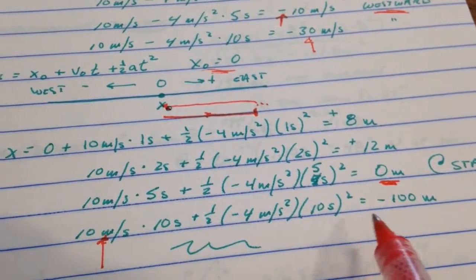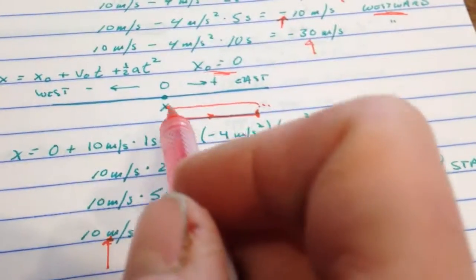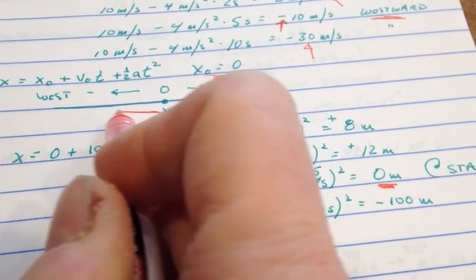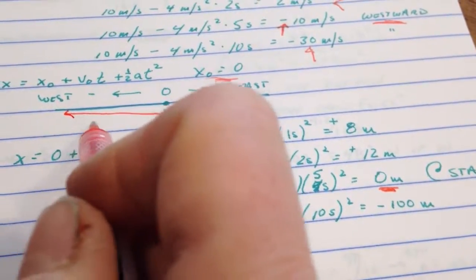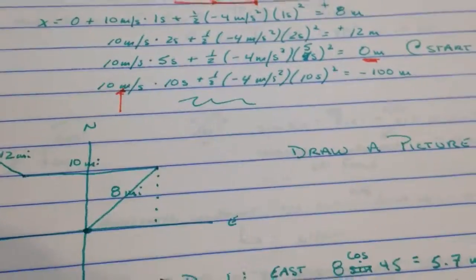And then, of course, once we get to 10 seconds, our car has traveled 100 meters to the west of its starting point.